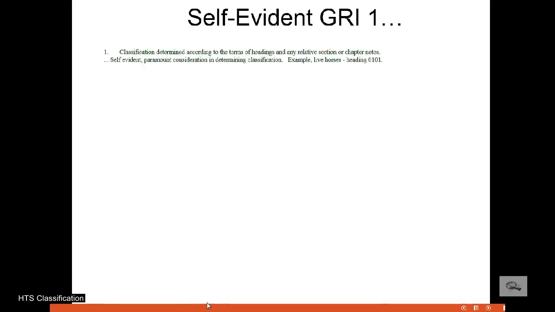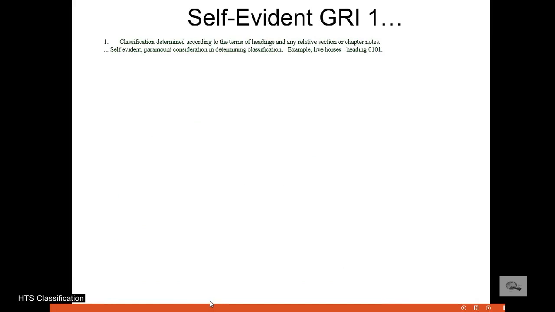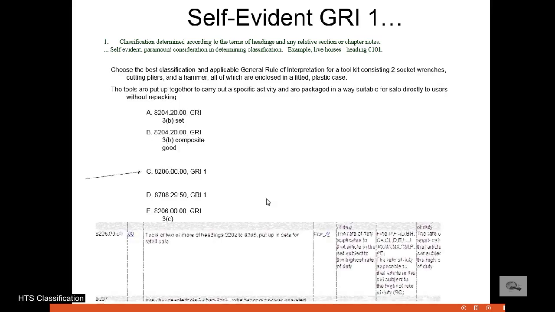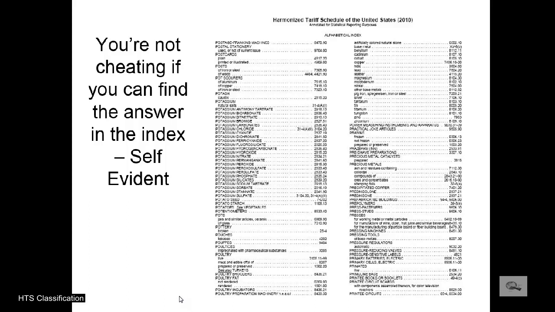Delving into more detail of each GRI, we start with GRI 1, which is the self-evident, as we phrase it. Often such items can be found by merely checking the tariff's index. In effect, these items are specifically provided for or describe directly what products are being classified. Bottom line, using the tariff index isn't cheating.